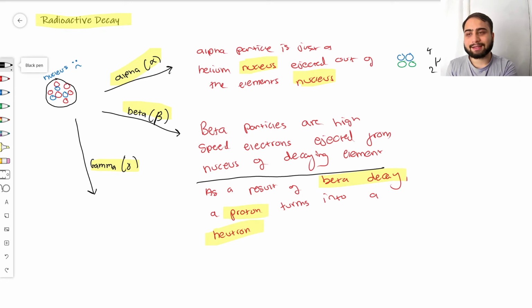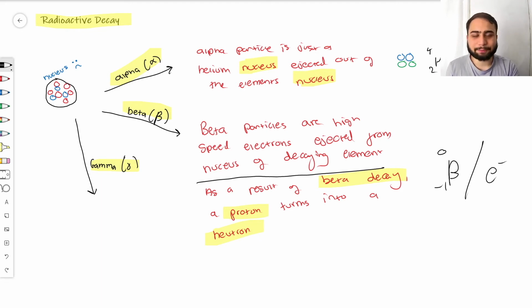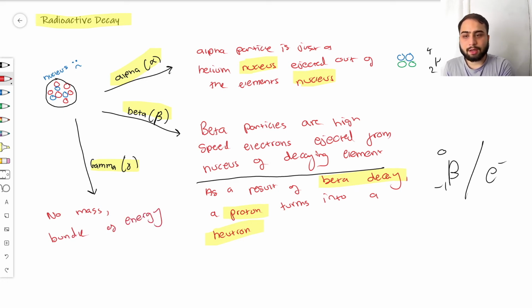Now, again, the symbol for beta decay, we can use a B like this, and it has a mass of 0 and charge minus 1, or rather at GCSE we technically use just E minus, right? That works as well. Then we have gamma rays. Now gamma rays actually have no mass, and they are just a bundle of energy given off as gamma, right? So it has this symbol here, gamma.